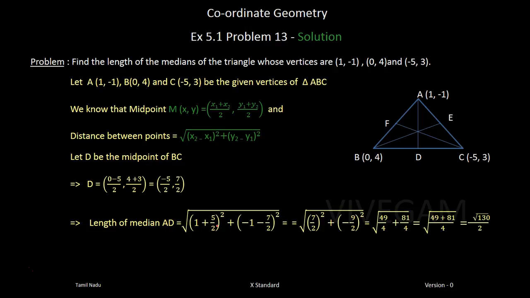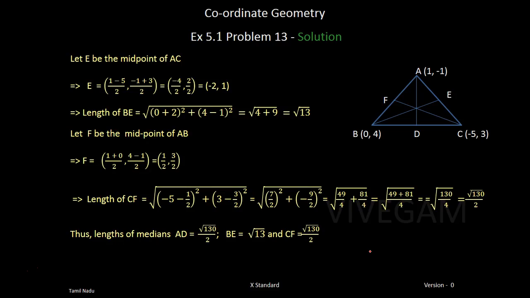So this will become, take LCM, this will be 7 by 2 the whole square. This will be minus 9 by 2 the whole square. So when you take squares, this will become 49 by 4, this will become 81 by 4. When you add it up, this is root of 130. This is 130, right? And 130 by 4, so this will become root 130 by 2. Okay, now you have found AD.